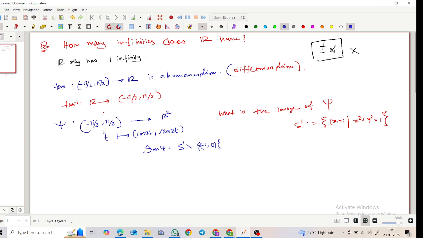Okay, so you realize what is this map. This is the whole circle, okay? That's the catch. Okay, this is the whole circle.